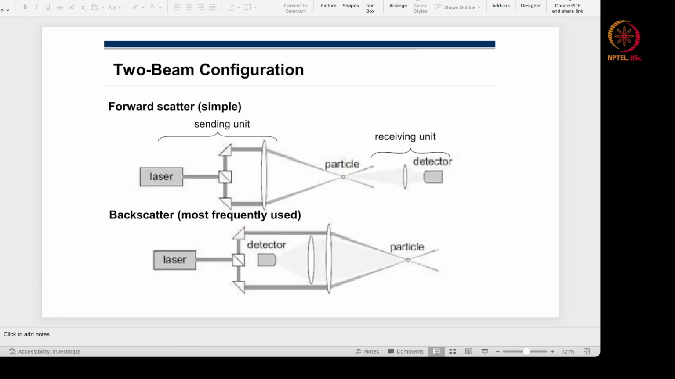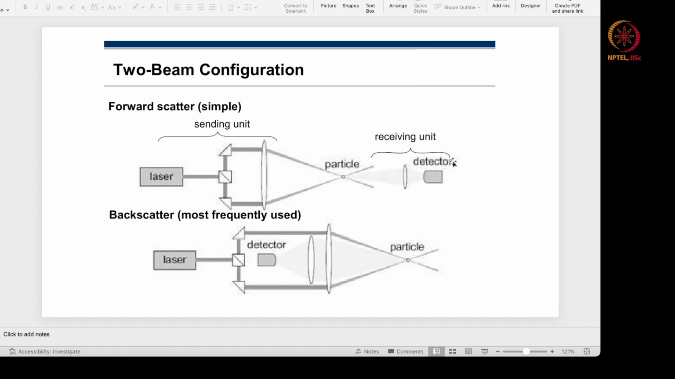Okay? Now, in the two beam configuration, the forward scatter is a very simple problem. You have the laser, you divide it using a beam splitter, you preserve the coherence of the phase, then you use a thin lens basically to focus it at a particular measurement volume with all the particles going through that measurement volume. And then you have a receiving end, which is a detector, which also is focused on that particular measurement volume.